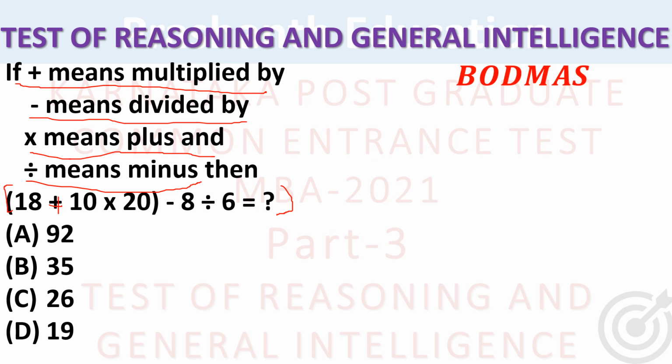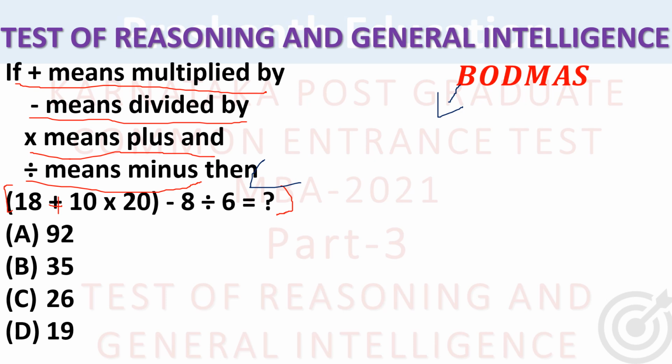Before that, we need to know what this BODMAS is. This is the principle we use when we are solving these kinds of problems, so you need to remember this. What BODMAS means is very simple. B is for bracket. So first preference is given to anything which is in the bracket.